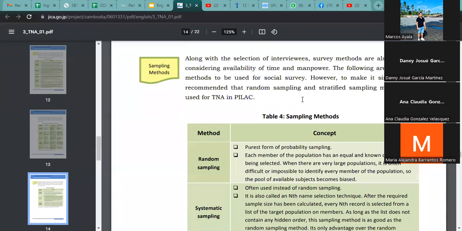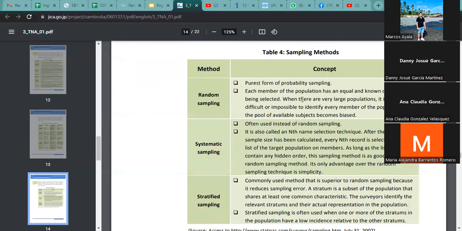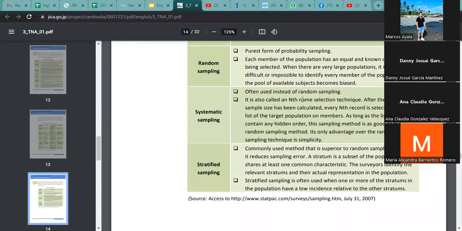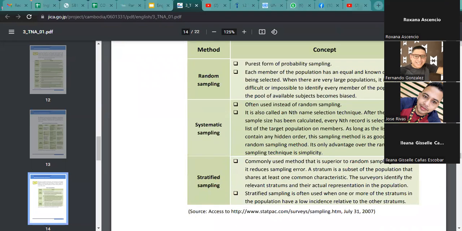And then it says, along with the selection of interviewees, survey methods are also selected considering availability of time and manpower. The following are sampling methods to be used for social survey. However, to make it simple, it is recommended that random sampling and stratified sampling methods be used for TNA and PILEC. And there are some of these ones. So it's just three. Let's see. Fernando, please help us with this.